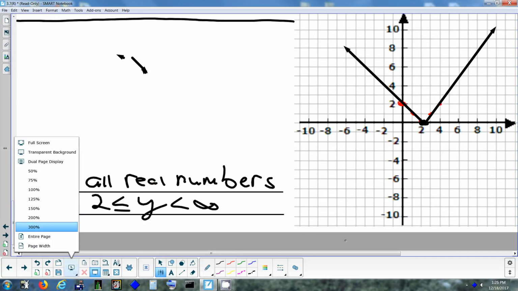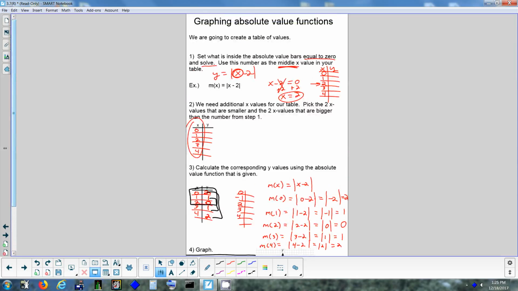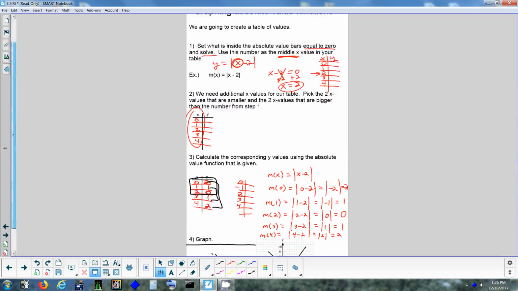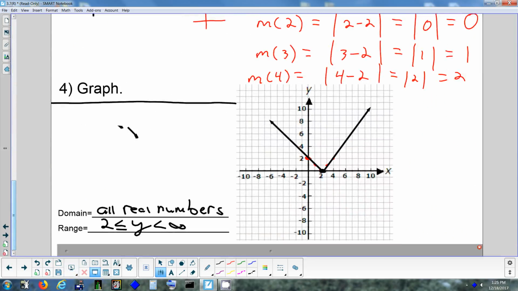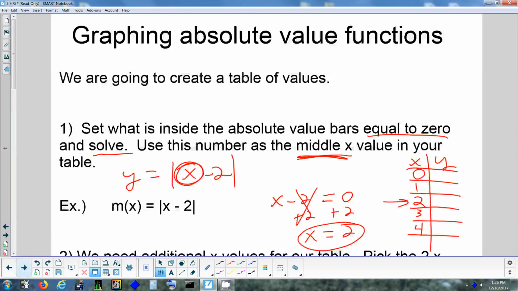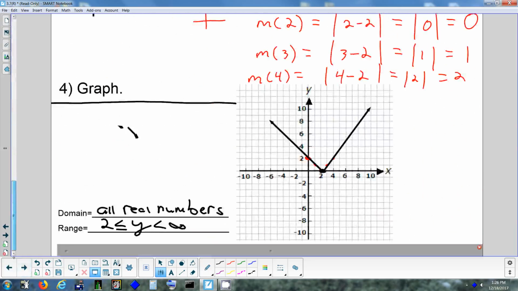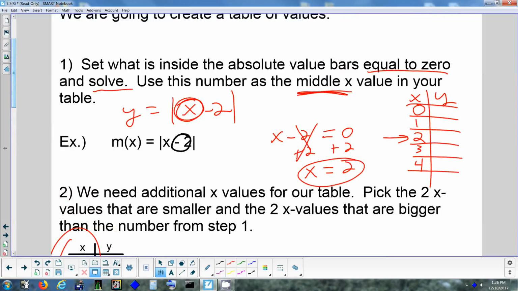Okay, so look at the original problem for a second. It had a minus 2. Look at the graph. How many units did the vertex move from the origin, and in what direction? Here's where the vertex is normally, right there. It moved over 2 units to the right. So this number will take your V shape and move it left or right.